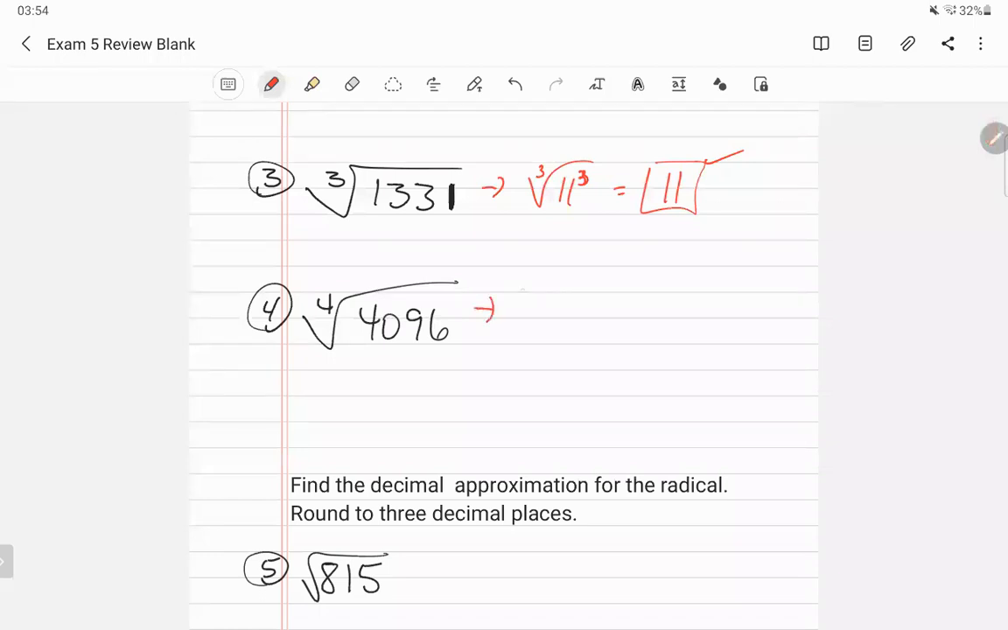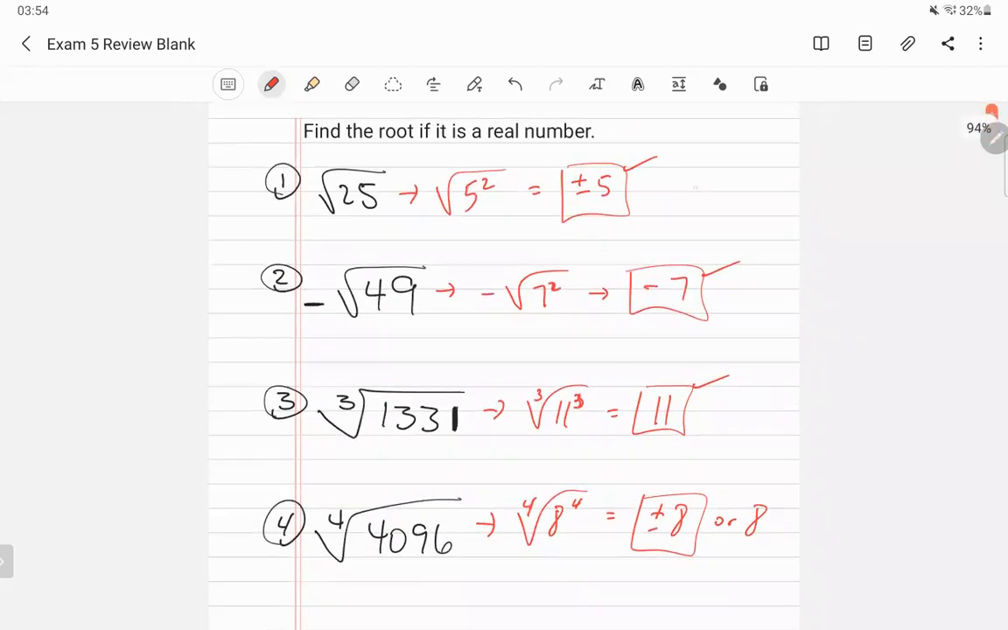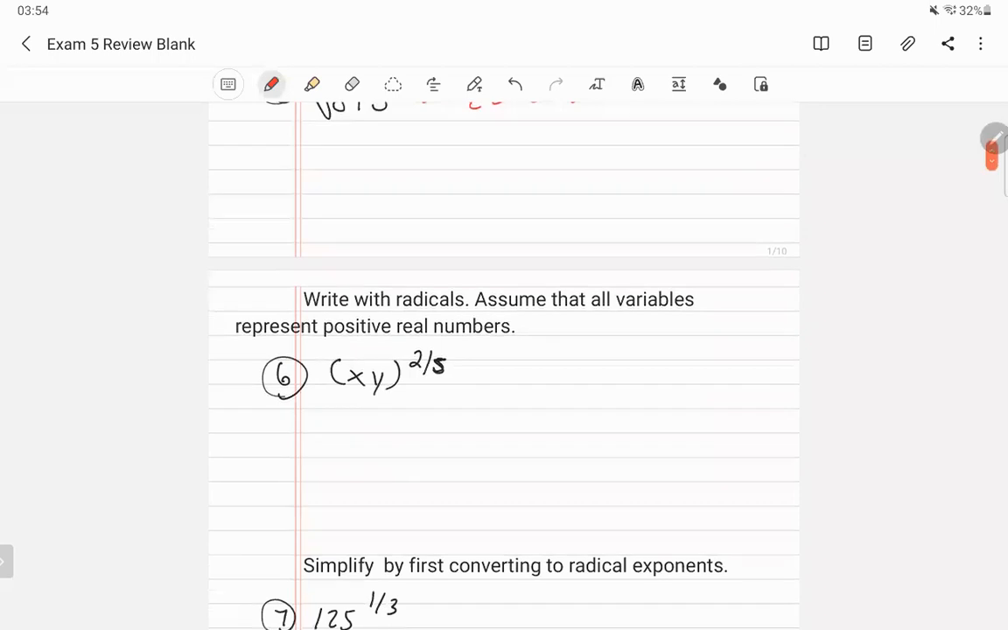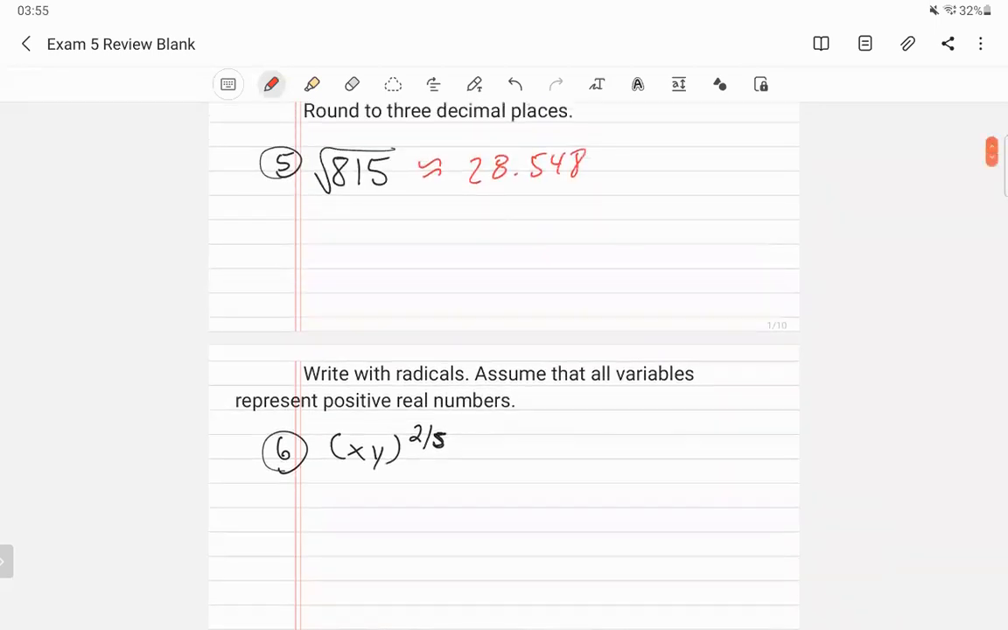And then the fourth root here is 8 to the 4th power. So again, we could do plus or minus 8. I will also accept just 8, just like back here. I will accept just 5. Okay. All right, if you plug this into your calculator, you should get about 28.548. Right. Put that in one of my boxes.